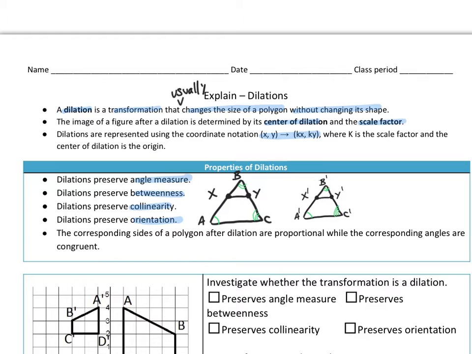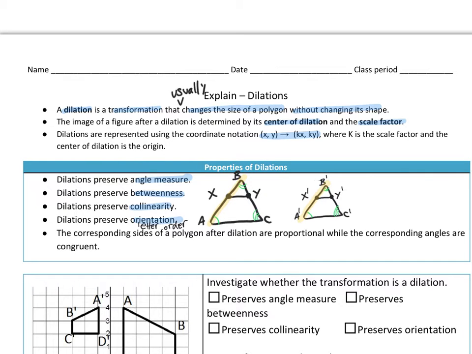Another thing that's preserved is betweenness. So X is still between A and B, and X prime is between A prime and B prime. Collinearity is also preserved, which means at the beginning, A, X, and B were all in a line. Well, now A prime, X prime, and B prime are all in a line together. Collinearity is preserved. Now, orientation refers to the order of the letters. As long as the letter order is preserved, then orientation is preserved.